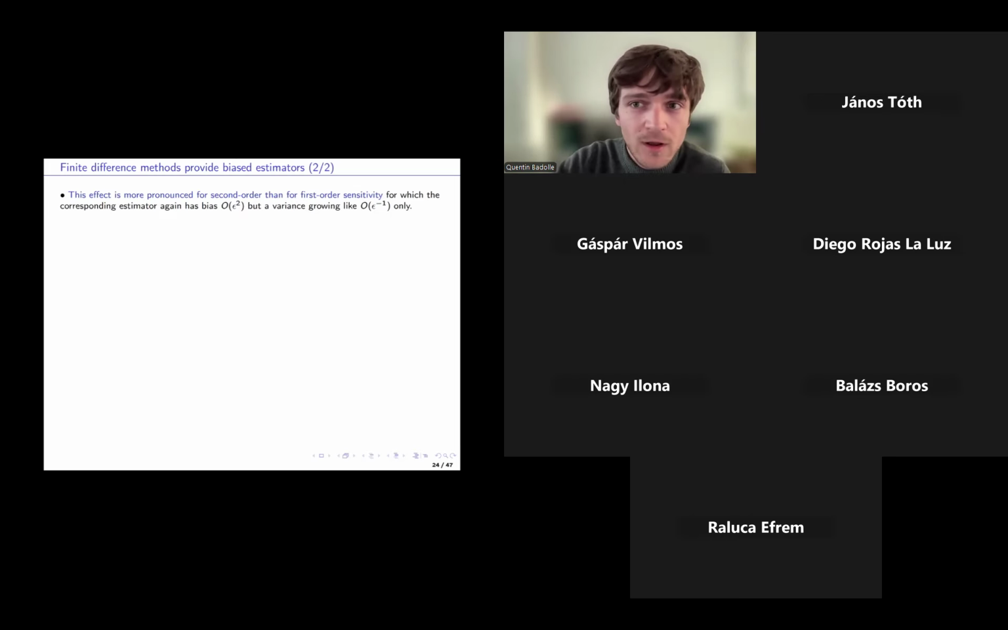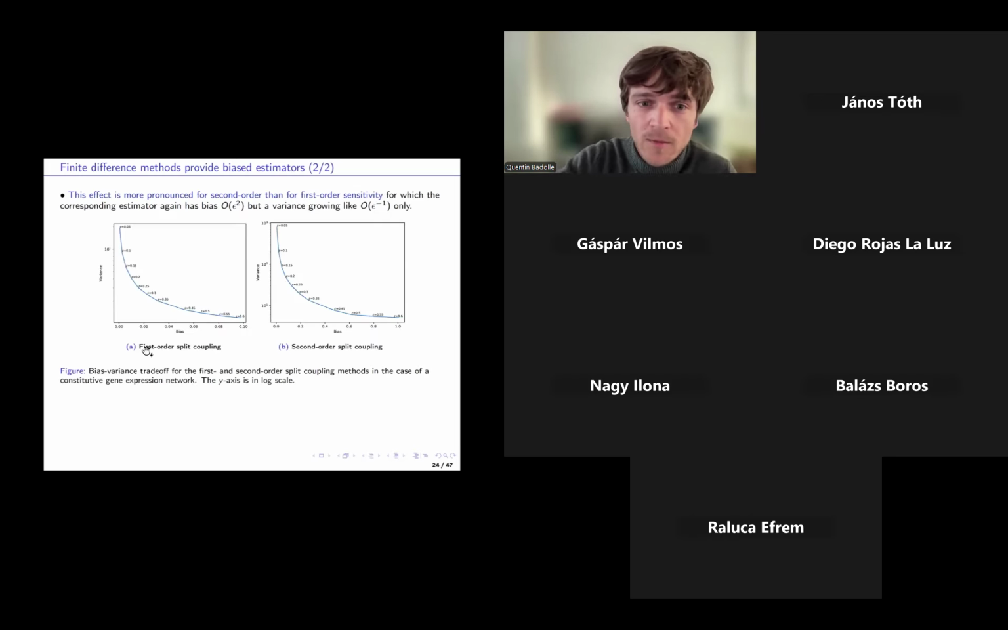Just to illustrate it graphically, these are bias-variance trade-off plots. This is for the first order sensitivity, and here it's for second order. And I've plotted the variance for a range of biases, which correspond to a range of epsilon. And as you see, if you reduce the size of epsilon, of course your bias diminishes, but then your variance increases. So this is the case for the first order and second order. This numerical example is just an illustration of the orders which I've displayed earlier.